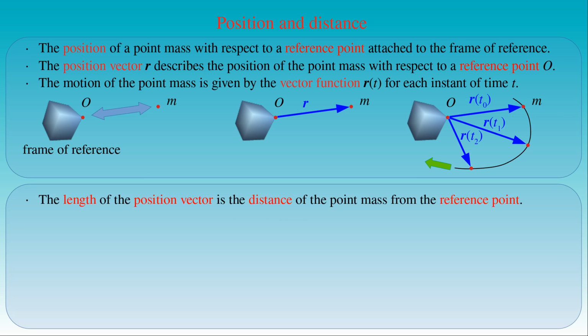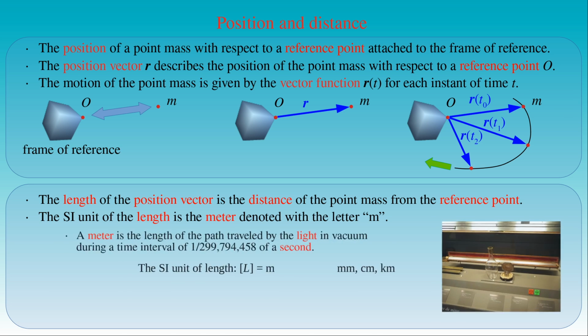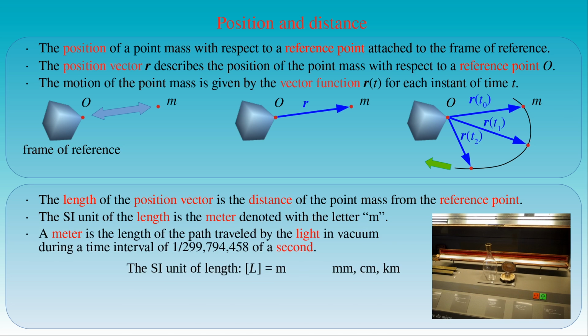The SI unit of the length, or the distance in space, is the meter, and this unit is denoted by the letter m. The meter is defined as the length of the path traveled by the light in vacuum during a time interval of about 1/300 million of a second. We can see the platinum-iridium bar with the length representing the standard meter in the photo. The capital letter L denotes the length as a physical quantity and the L in angle brackets means the unit of length. As we already stated, the SI unit of length is the meter, but its decimal multiples and submultiples, like millimeter, centimeter and kilometer, are also in usage.